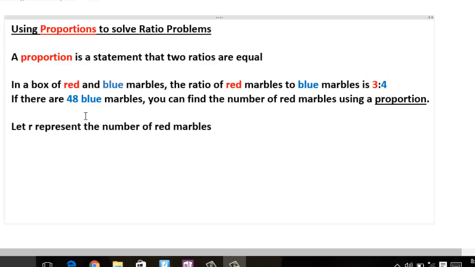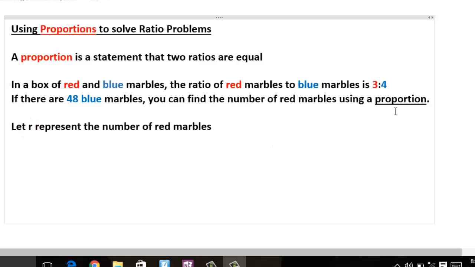They are saying if there are 48 blue marbles, can we find the number of red marbles using the proportion? Yes. We said the proportion is a statement that two ratios are equal. So we need to find this original ratio equal to another one using the real number of the marbles. So let R represent the number of red marbles, because I have blue and I'm looking for the red.